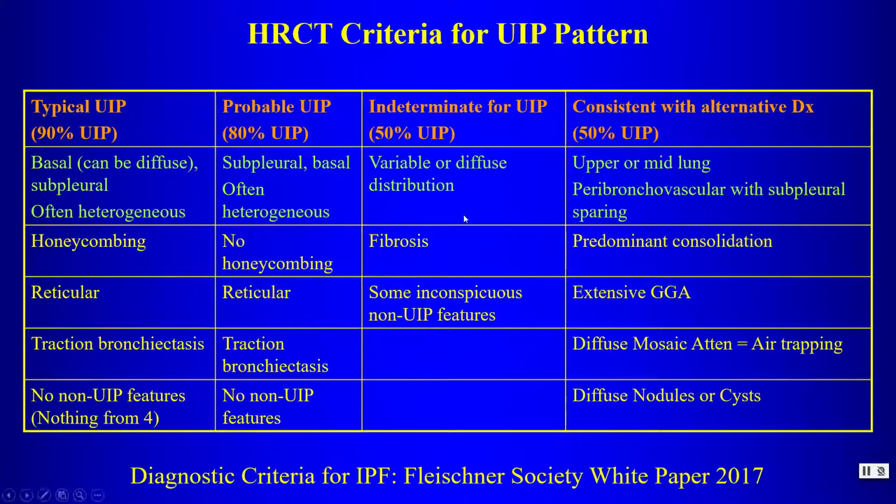If the distribution is variable or diffuse instead of being subpleural, if there is a fibrotic component here, so there is some traction bronchiectasis, but there may be some inconspicuous non-UIP features there. And if there are findings that are more consistent with alternative diagnosis, well, what might that be? Well, if there's an upper or mid-lung distribution, if there's mostly consolidation as opposed to fibrosis, if there's extensive ground glass attenuation, if there's extensive air trapping, if there are nodules or cysts. So these kind of are pointing you in a direction away from UIP, and so this would be consistent with an alternative diagnosis. However, when they go on to biopsy, still up to 50% of those patients might still have UIP on lung biopsy.